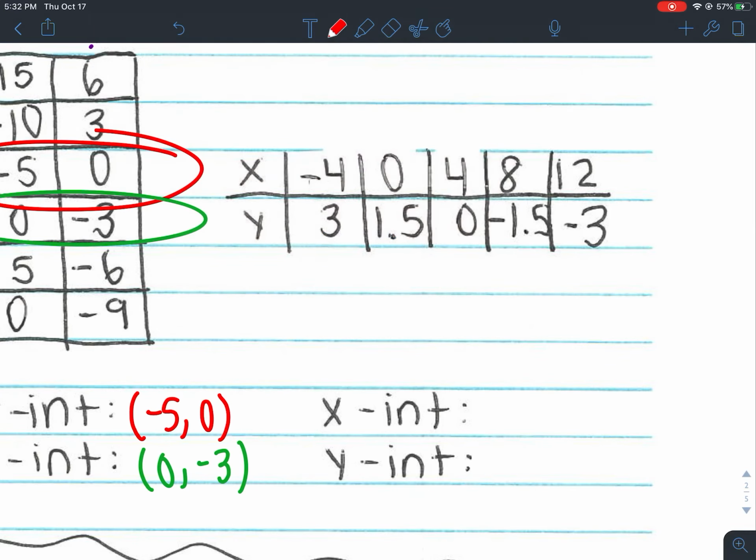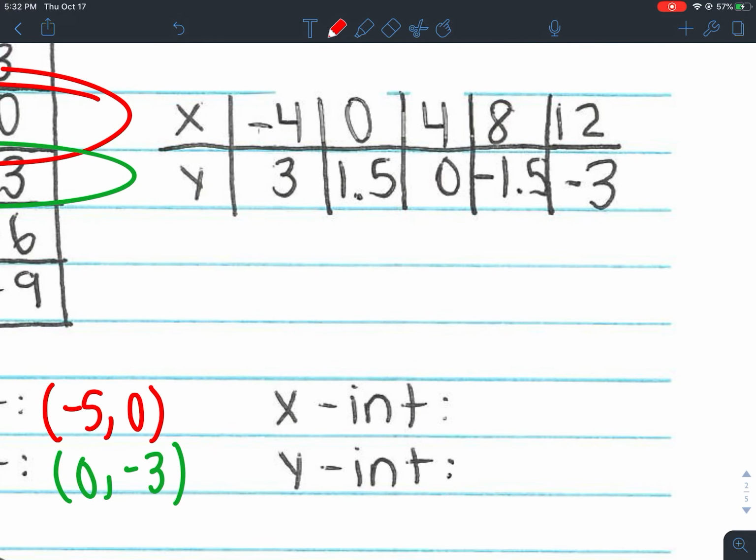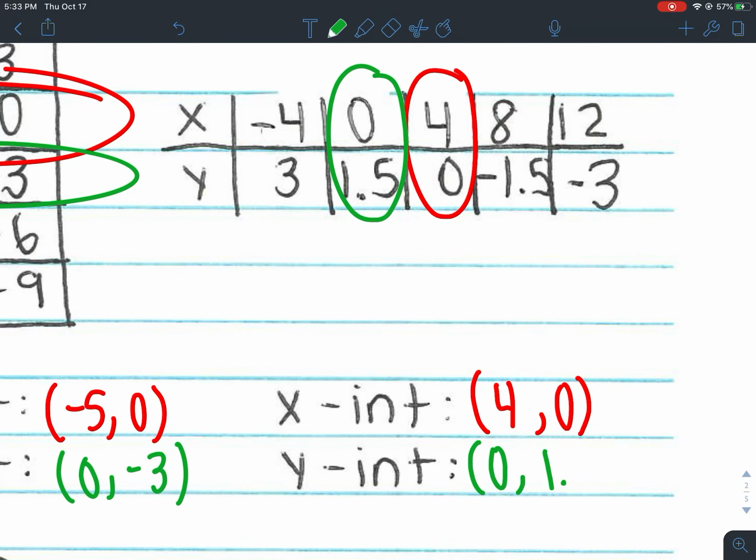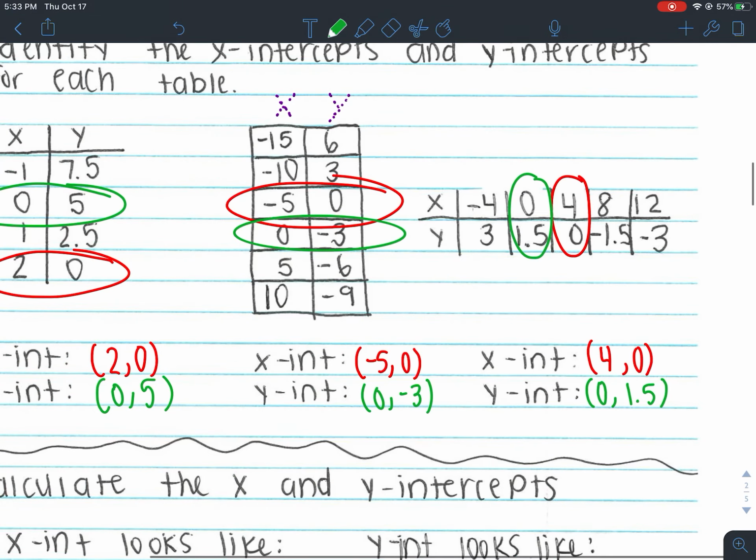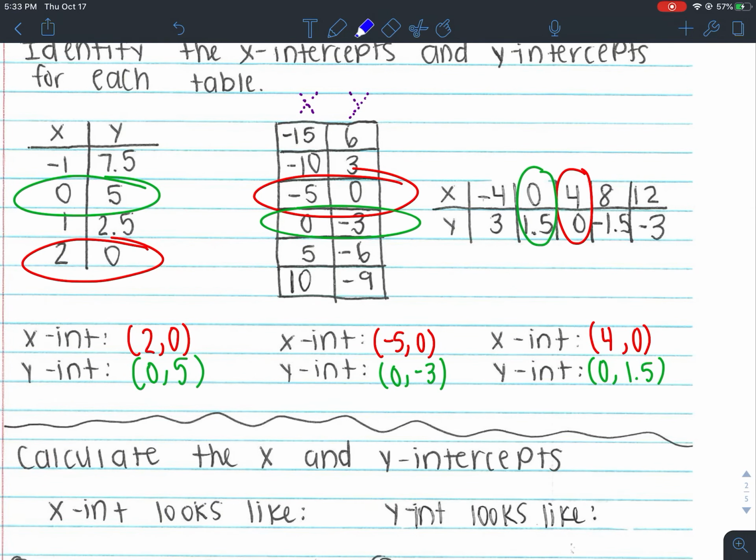Same thing here. I'm identifying the x and y intercept. I'm looking for number, comma, 0 for the x-intercept. Now this table is a little bit different because it's sideways. So you have to think about your x values are up at the top and your y values are at the bottom. So your x-intercept here would be number and then a 0, which is going to be 4, 0. And then my y-intercept is always going to be 0, comma, number. And so that's going to be 0, comma, 1.5.